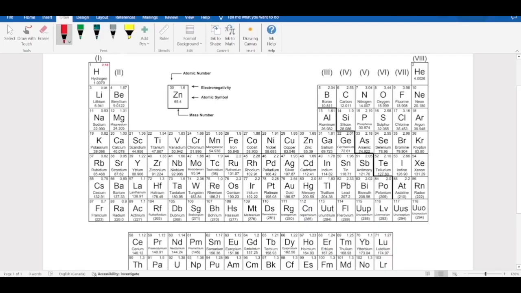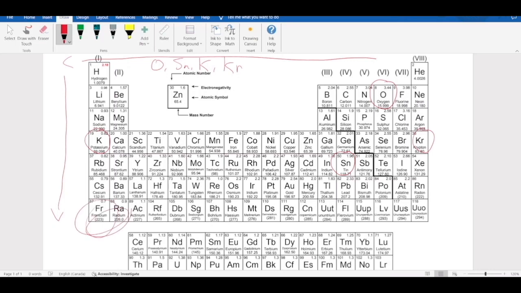Let me take you to the periodic table here. Again, what were the elements in question? It was oxygen, it was tin, it was potassium, and it was krypton. Okay, where is oxygen? Oxygen is over here. Where is tin? Tin is over here. Potassium over here. And krypton over here. What did I say? The increase of atomic radius goes down towards the bottom of the periodic table, down the group, and towards the left of the period. So, naturally, anywhere here would be extremely large. Anywhere here would be extremely small.